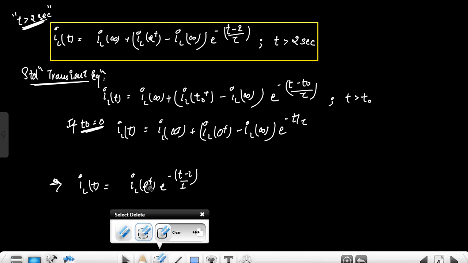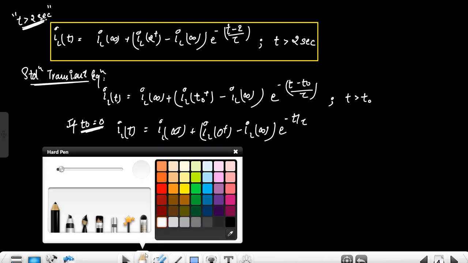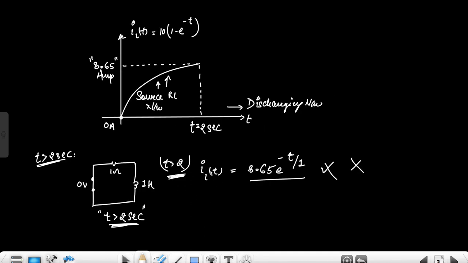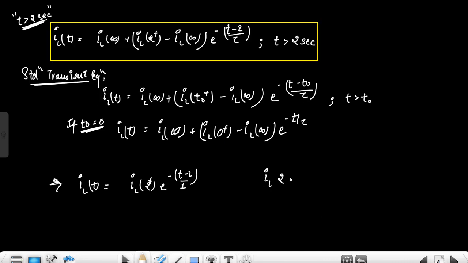And just a second, यहाँ पर this 2 is because inductor holds the current, so IL at 2 seconds that we have calculated here, IL at 2 seconds, this one 8.65 amperes. So at 2 seconds, as the inductor holds the current, it will be simply equal to IL of 2 plus, which is 8.65 amperes. So यहाँ पर it will be 8.65 and e raised to power minus of t minus of 2 divided by 1.